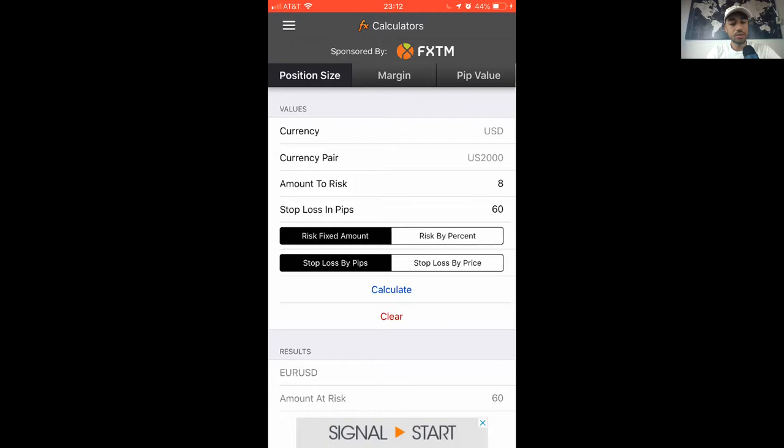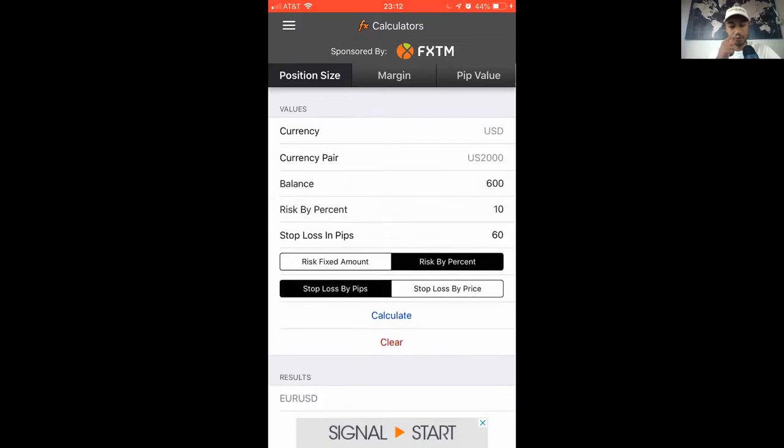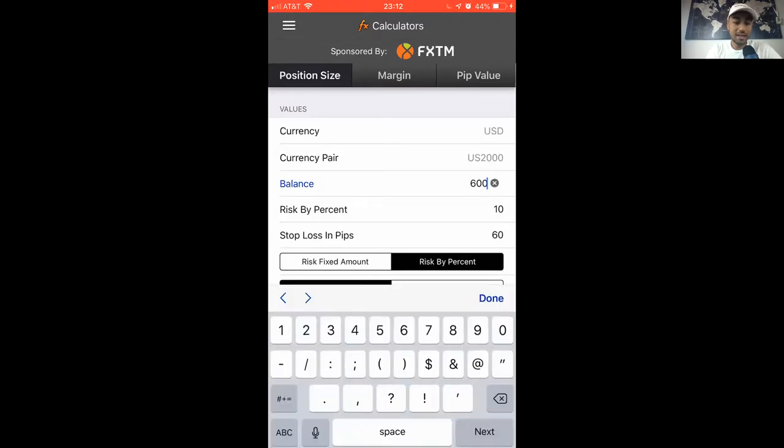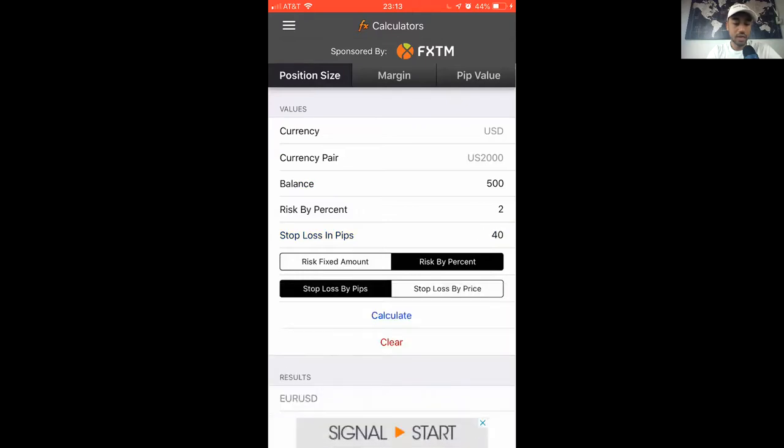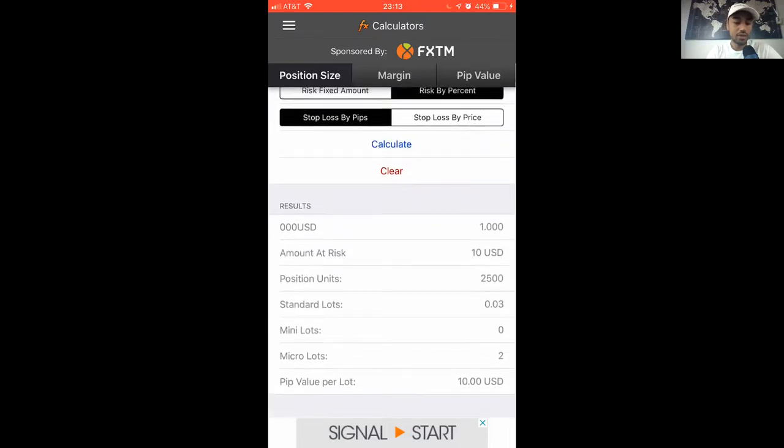And then you see where it says risk fixed amount, right? If you're risking a specific amount. Let's just say we're going to go to where it says risk by percent. Let's say that you put in your balance. Let's say that your balance, again, is 500, right? And your risk is 2%, and your stop loss is 40. Done? And then you're going to click where it says calculate. You scroll down, and then you see where it says standard lots. So that's going to be your lot size, right?